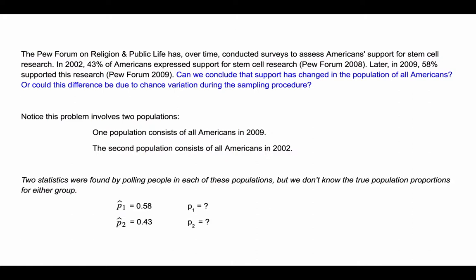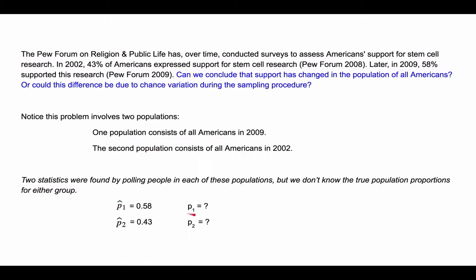Two statistics were found as well by polling people in each of these populations. The first statistic we found was p1 hat equals 0.58. That's the proportion that supported stem cell research in 2009. And then p2 hat is the proportion who supported stem cell research in 2002.